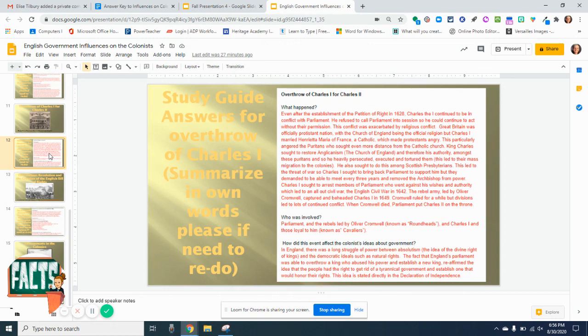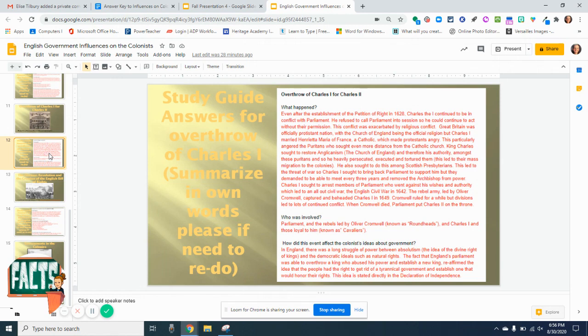It is also important to note that this conflict was exacerbated by religious conflict, and a lot of what was going on in England at the time was religious conflict. So Charles I is Protestant, and Great Britain was officially a Protestant nation. So King Henry VIII established England as a Protestant nation.